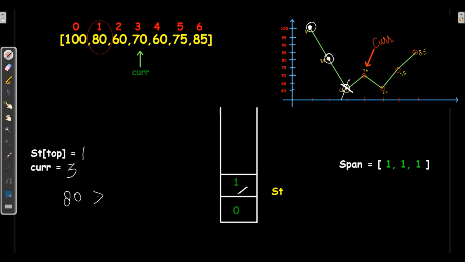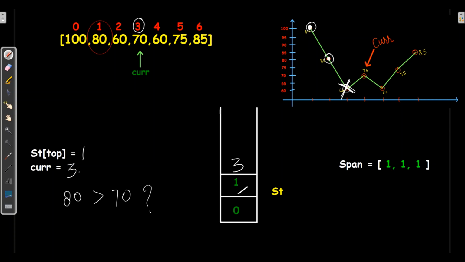Is 80 greater than 70? Yes, it is. So we will check whether 80 is greater than 70. If it is, we will push the particular index into the stack. So this is how we got 60 price removed from our stack.